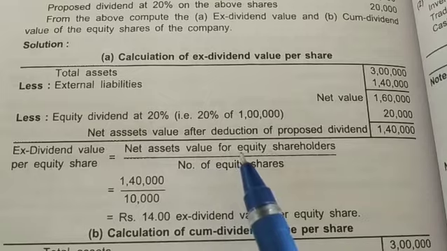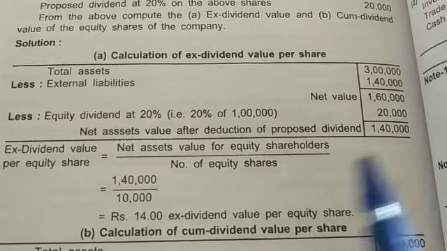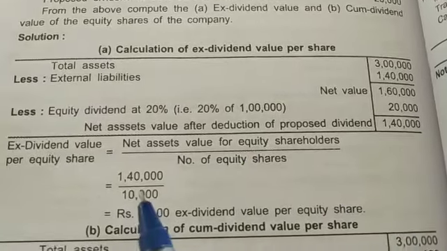So the net assets value for equity shareholders after deducting the proposed dividend is 1,40,000. Then the number of equity shares available in the problem is 10,000. We simplify that, and then we get 14 rupees as the ex dividend value per equity share. Using the same information, we now have to solve the problem as cum dividend.